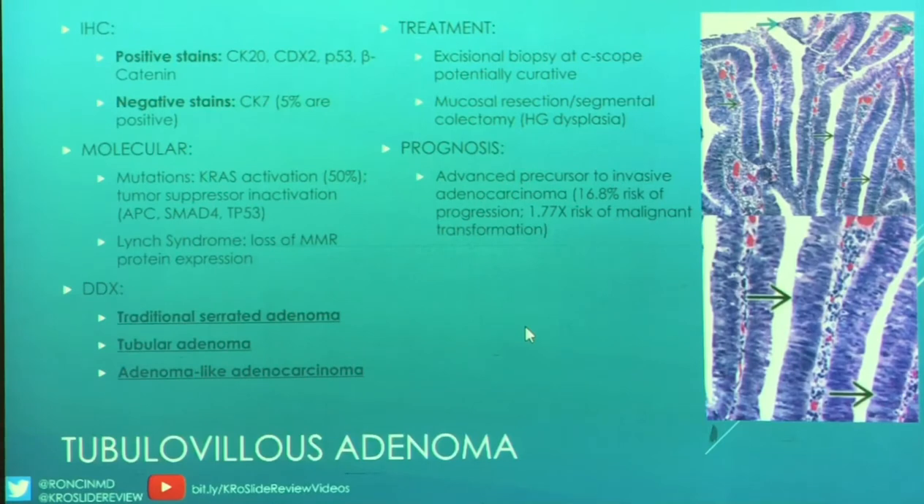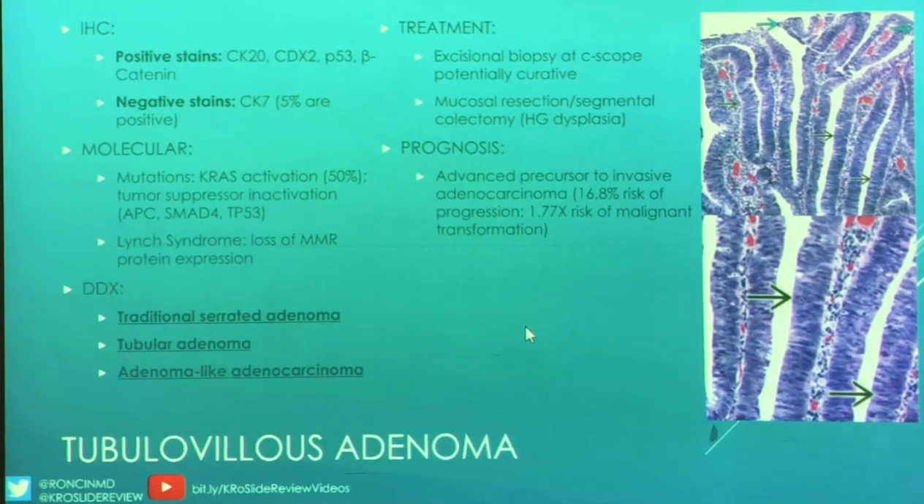Positive stains, okay, so it's in the colon: CK20, it's mucinous, CDX2, beta-catenin, P53, so again, looking at mutations that it's likely to harbor. Negative stains would be CK7, but 5% are positive, so not super helpful. Mutations are often KRAS, but you can also see APC, SMAD4, TP53 mutations, and if this is Lynch syndrome, you'll have loss of your MMRs.